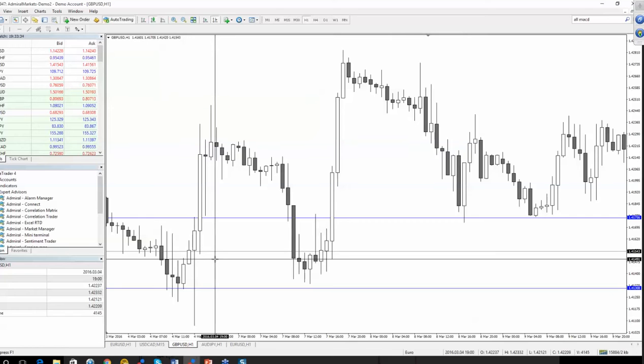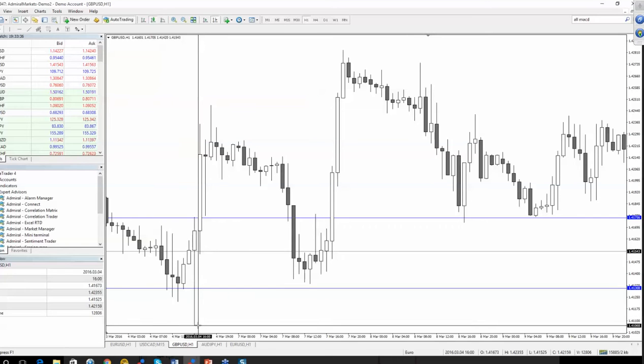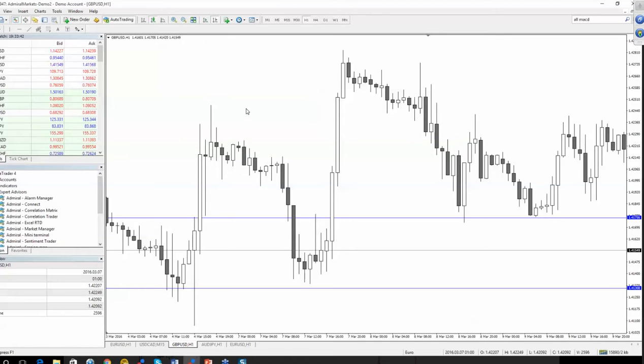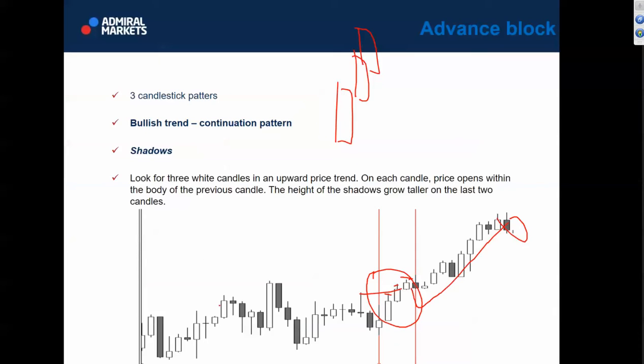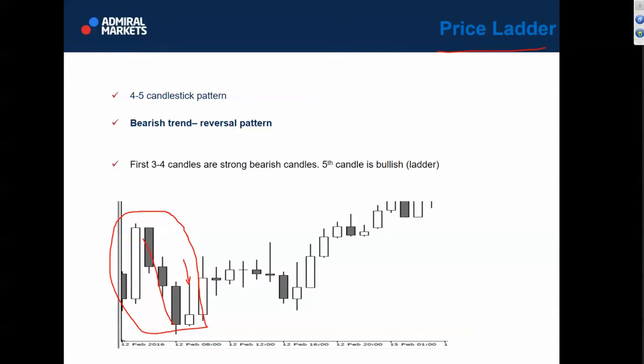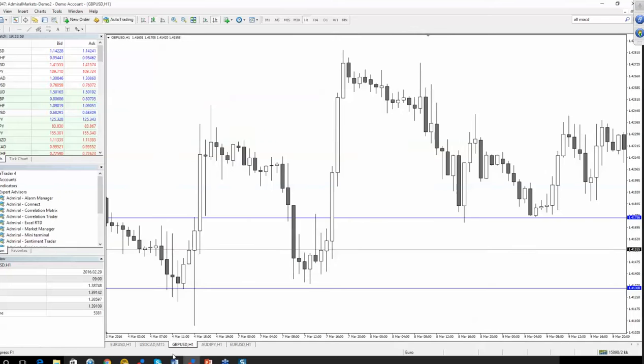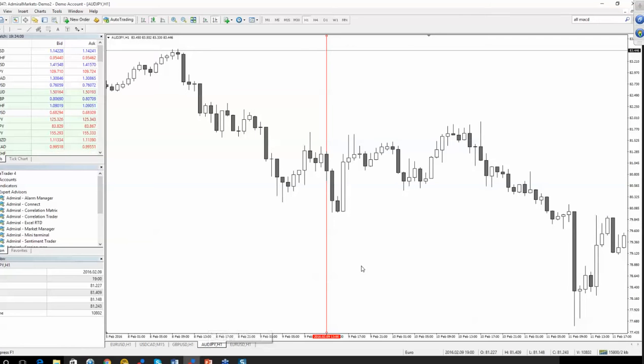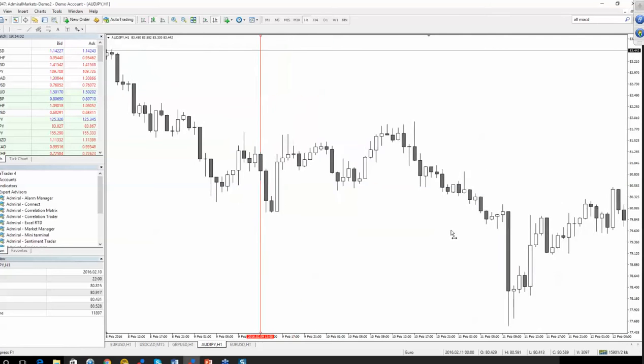And when you see this, you know that this is bullish. Advanced block. Look how it closed. Fake out. Strong buyers from this level, guys. Very strong buyers. And what happened? Bullish price action. See? Bang to the upside. So that is called advanced block. And finally, price ladder. So price ladder here. Guys, look at this.